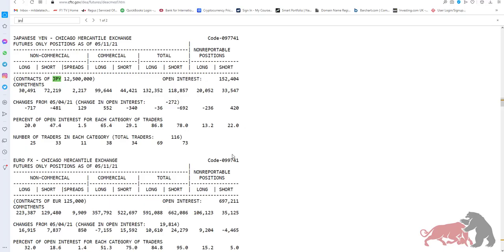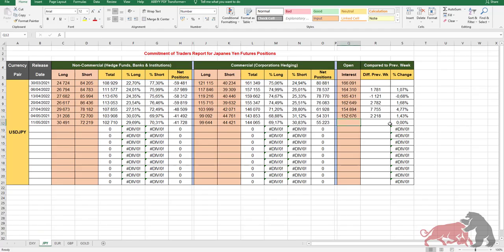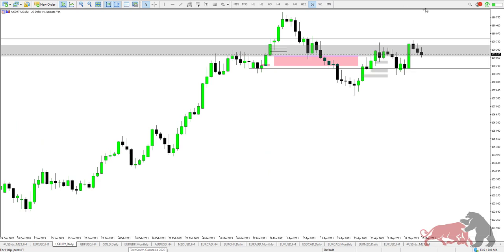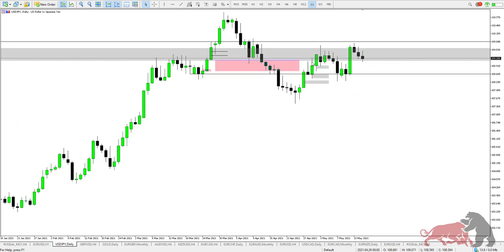Now open interest for yen is sitting at 152404. That means open interest jumped by just 272. That's a mere 0.18%. So now looking at the chart for the yen, I'll be looking to trade to the upside. I'll be looking for yen to trade to the upside, and on this chart you can clearly see we've got a fair value gap, right? We have a fair value gap here on the yen.